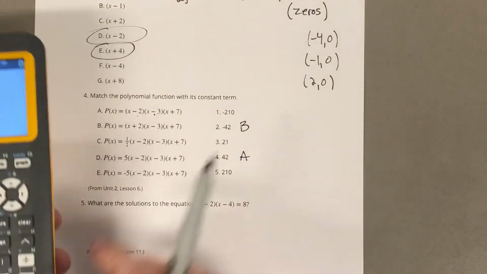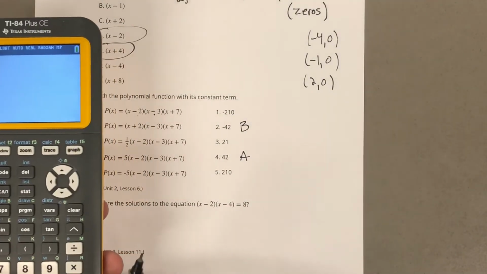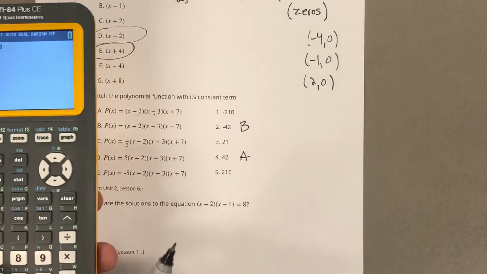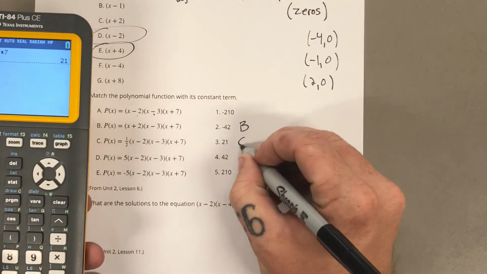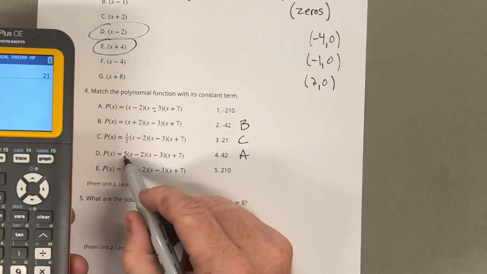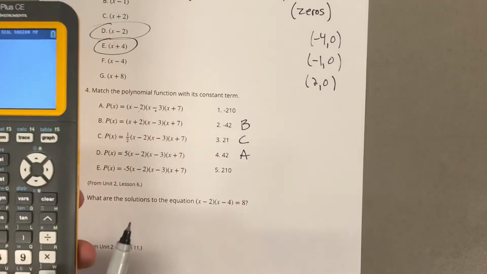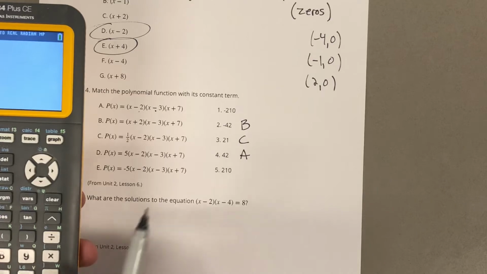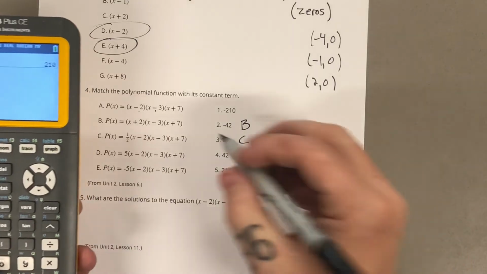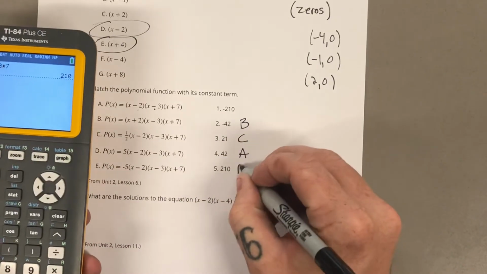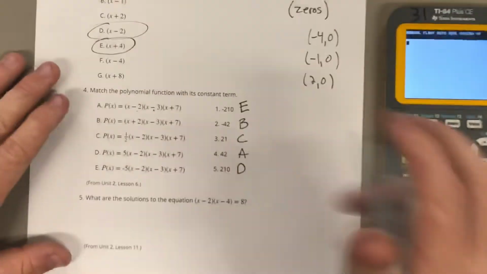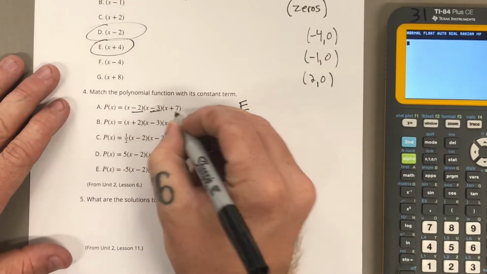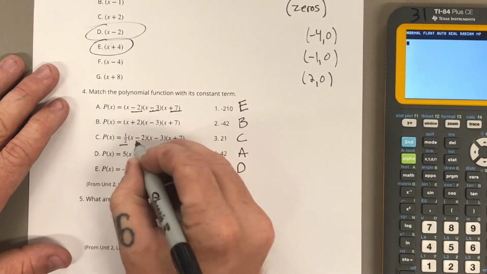Then this one is 0.5 times -2 times -3 times 7. We get 21. That's going to be C. And so on. For this one, 5 times -2 times -3 times 7 is 210. So that's going to be D, and you're only left with E going there. So when they say constant terms, you're just multiplying everything that doesn't have an x, including what's out front.